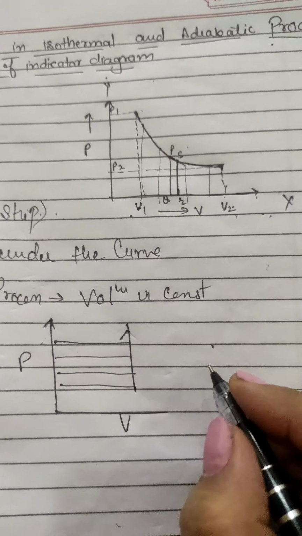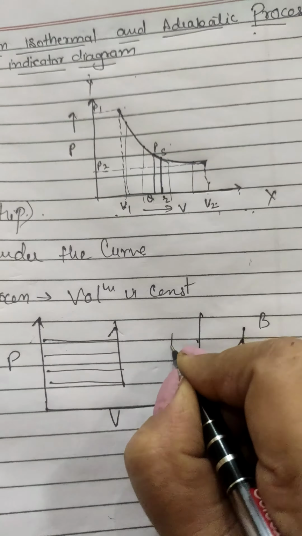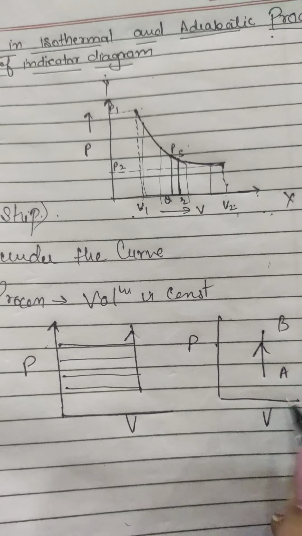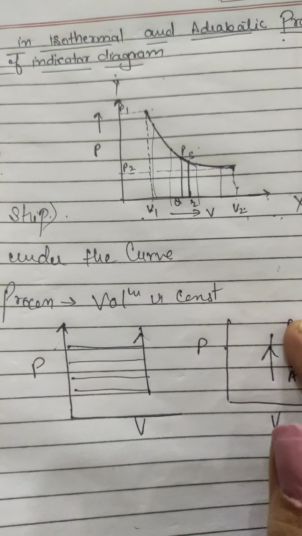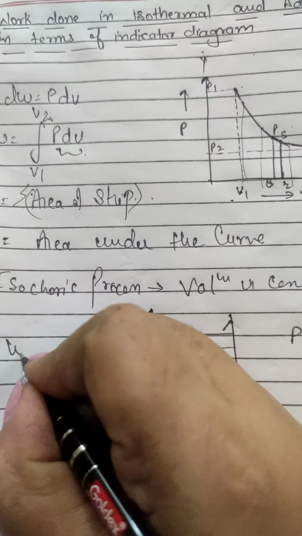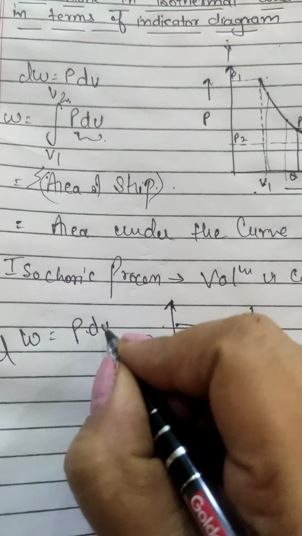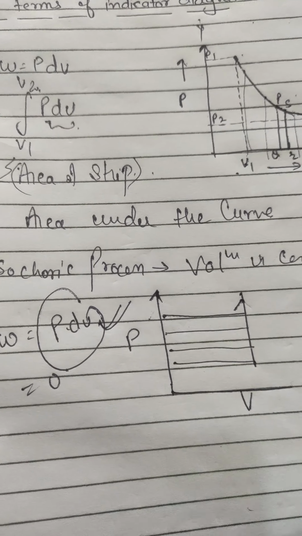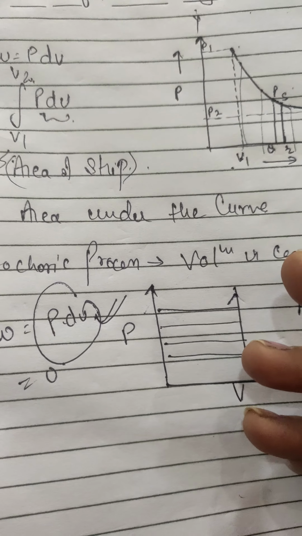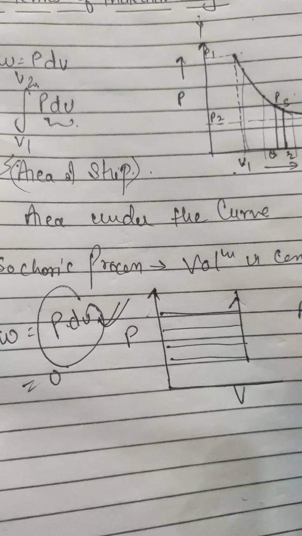If I draw it more clearly, it will be like this: A to B, this is the pressure and this is the volume. Since the volume is constant, the work done, given by W equal to PdV, the small amount of work done, is zero, because the change in volume is 0. So in that case we can say that the internal energy is being changed since heat is being provided.